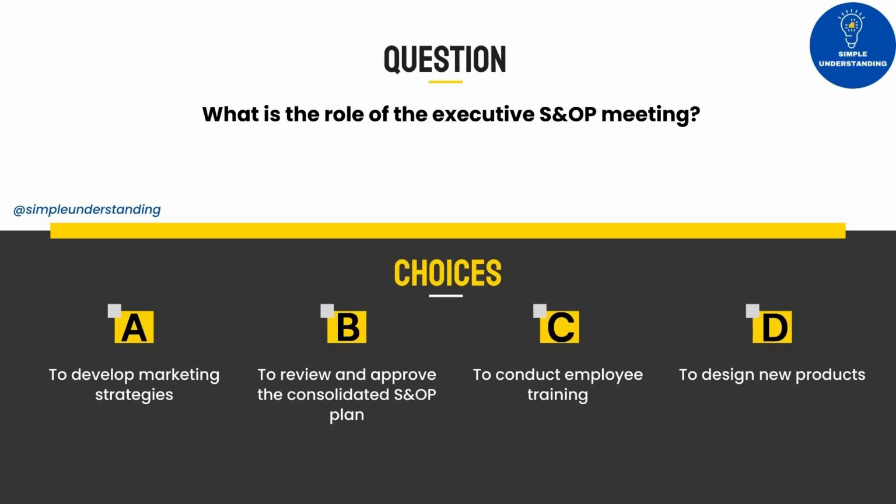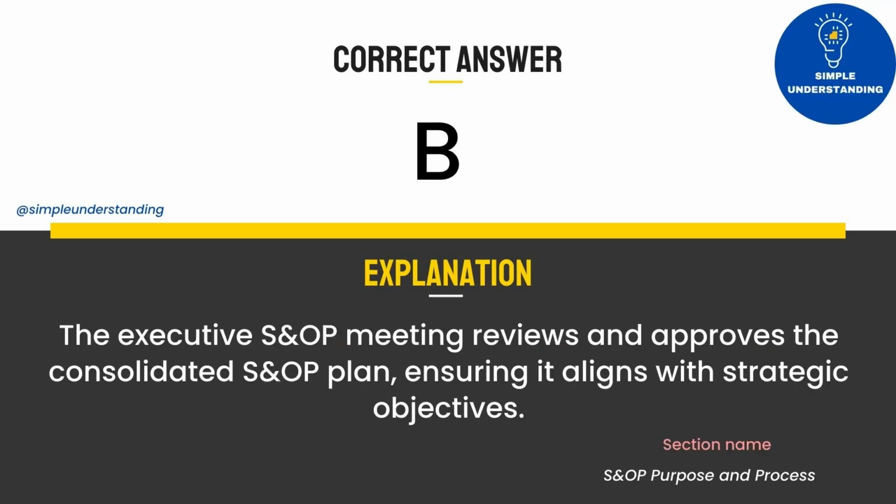7. What is the role of the executive S&OP meeting? A. To develop marketing strategies. B. To review and approve the consolidated S&OP plan. C. To conduct employee training. D. To design new products. Correct answer: B. Explanation. The executive S&OP meeting reviews and approves the consolidated S&OP plan, ensuring it aligns with strategic objectives.